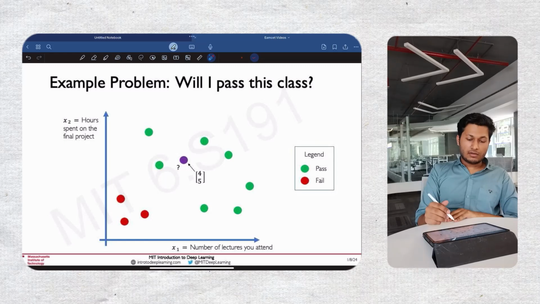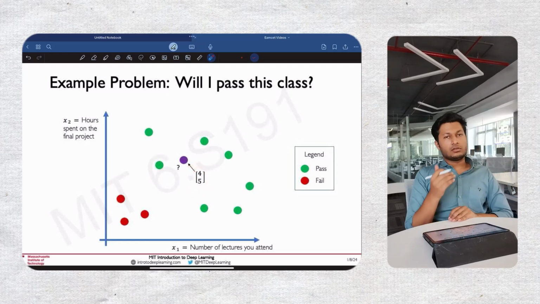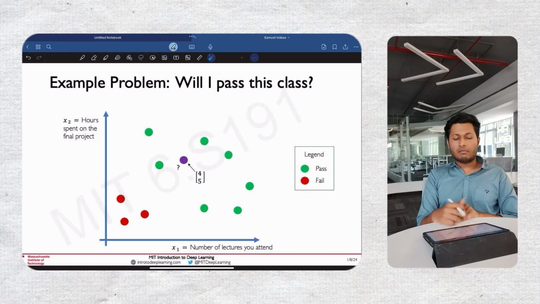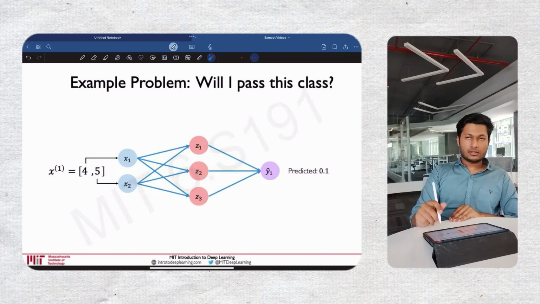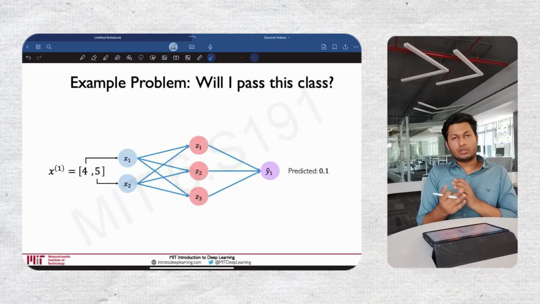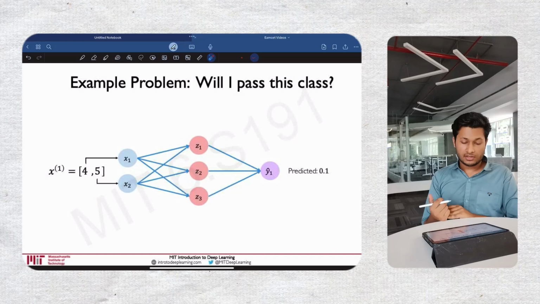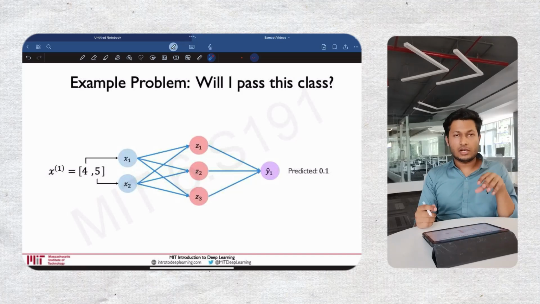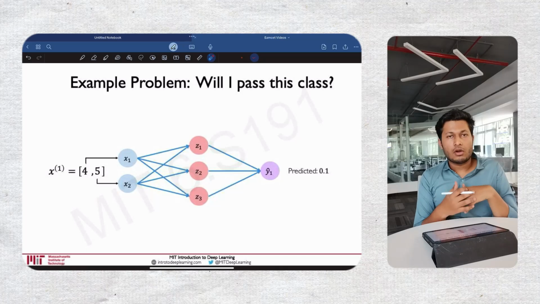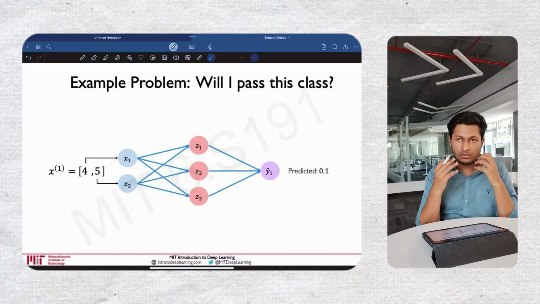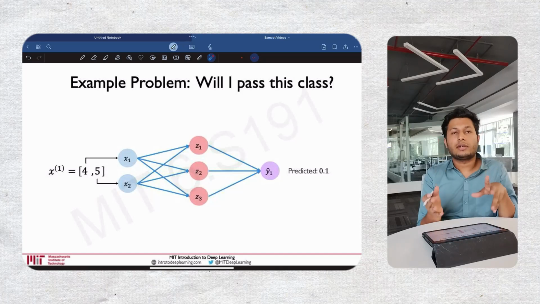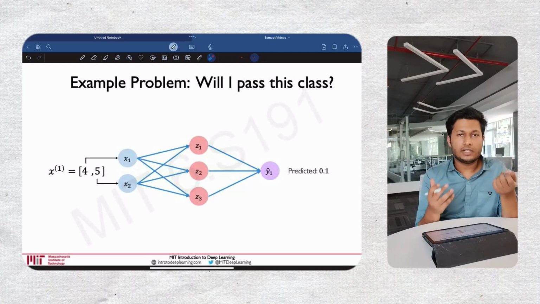Looking at the graph, anyone can say that this person with 4 and 5 is going to pass the class. But then why does the model predict a 0.1 probability? It should be like 0.89 or something. The reason is that this neural network model is not trained. It doesn't have any learned weights yet, so it is not a trained model. So how is it going to predict correctly?